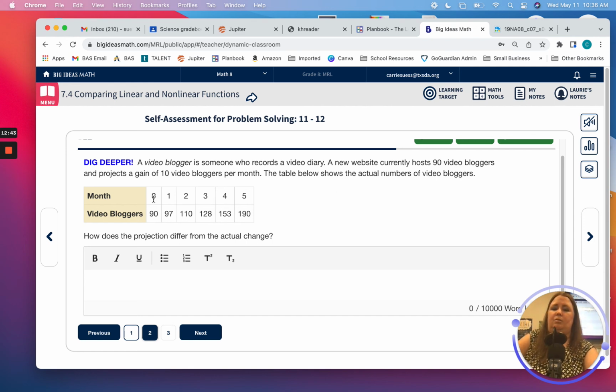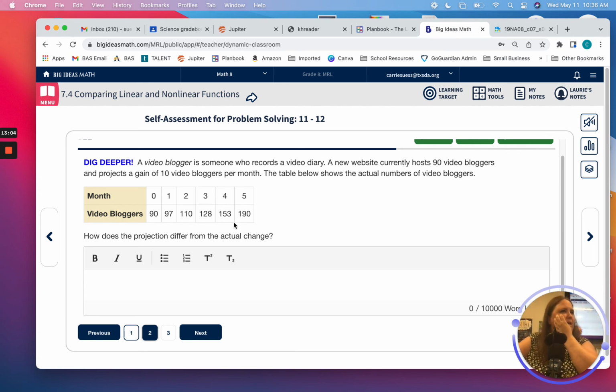Let's look at this table. We started with 90. On month 1, what did I go up by? 97. That's not 10. What did I go up from month 1 to month 2? 13. Good job. Okay, and then that went up more than 10. What about from 2 to 3?